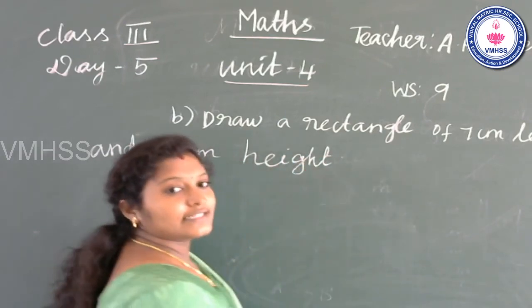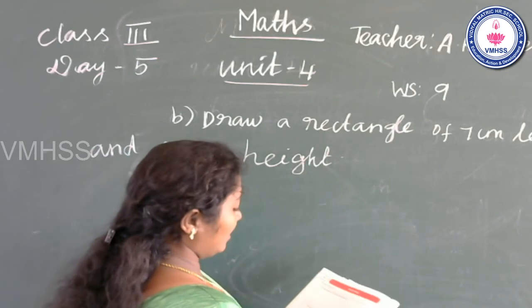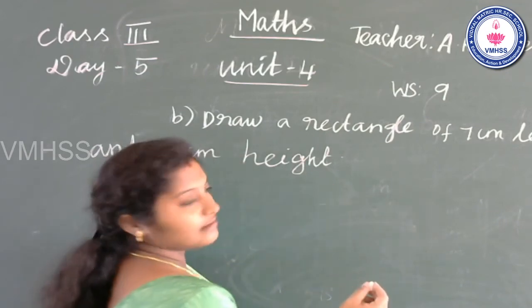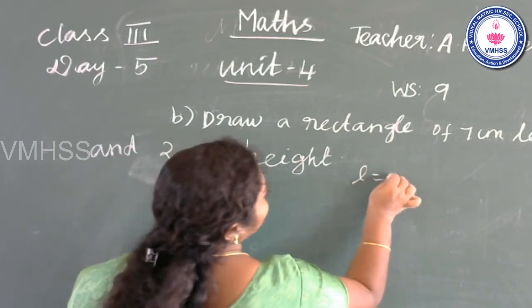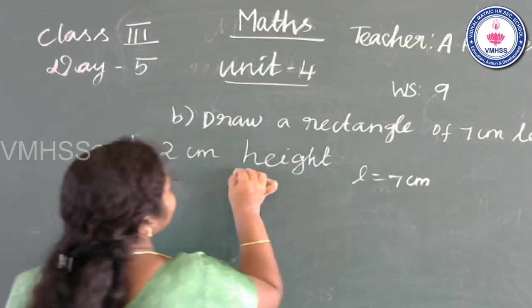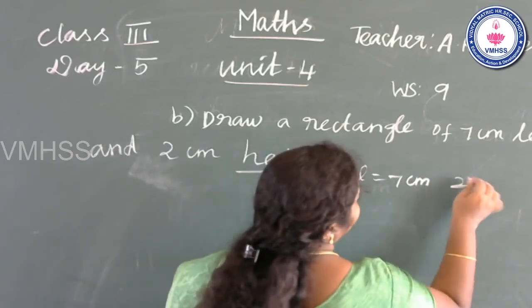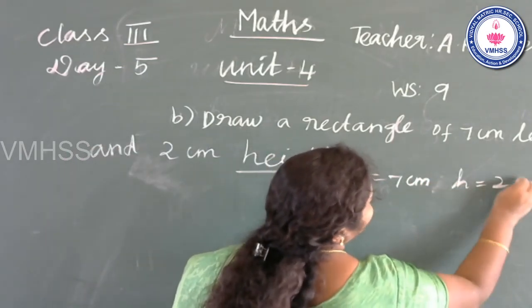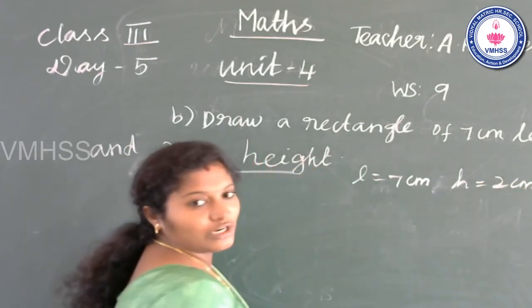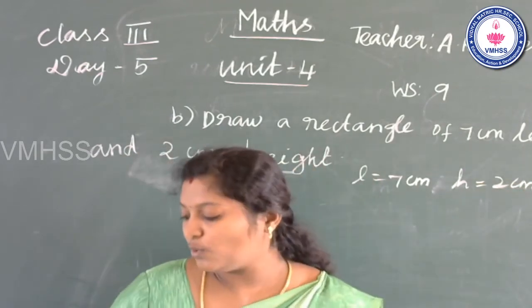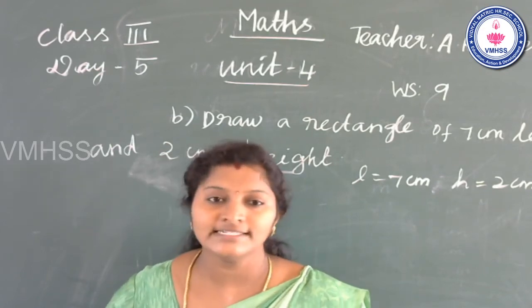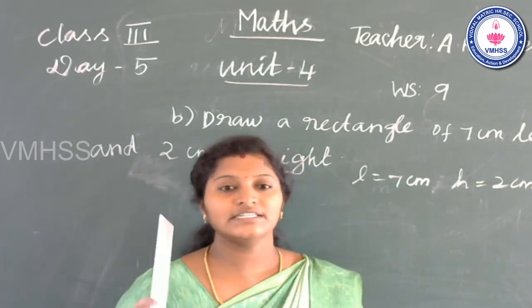Okay, this is a question. So what is the length? Length is equal to 7 centimeter. So what is the height? Height is equal to 2 centimeter. Now we are going to draw the shape. So what are the main tools? Ruler and set square. So what is the first step?